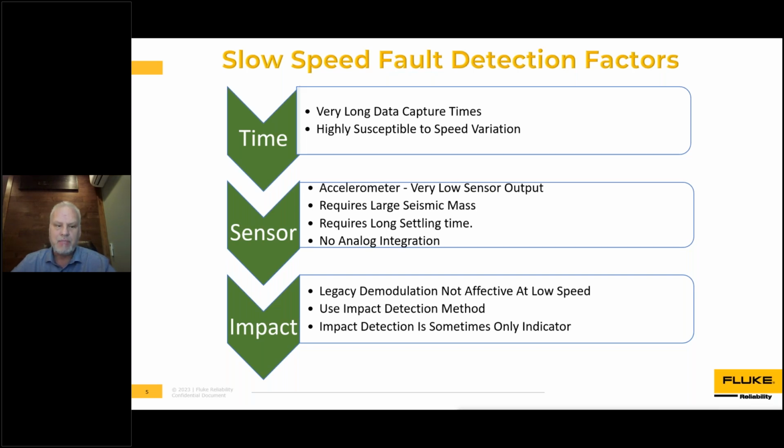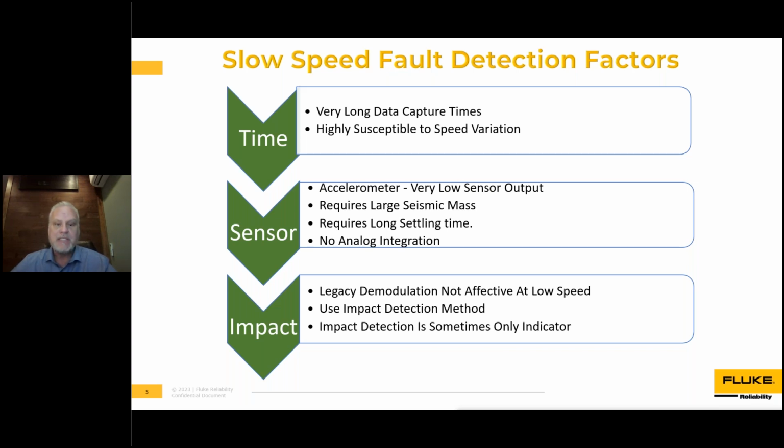It's highly susceptible to speed variation. When it comes to the sensor, since we're talking primarily piezoelectric, it creates a very low sensor output. It requires a large seismic mass if you're choosing to go into low frequency or specialize a particular machine into low frequency. And it requires a long settling time, and then we don't recommend using analog integration.